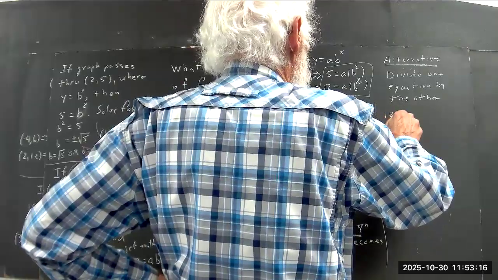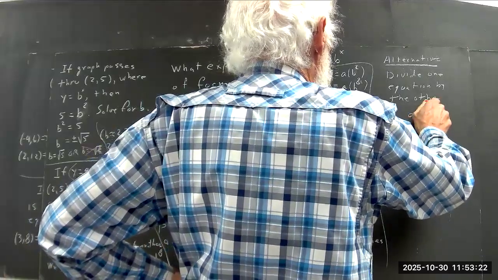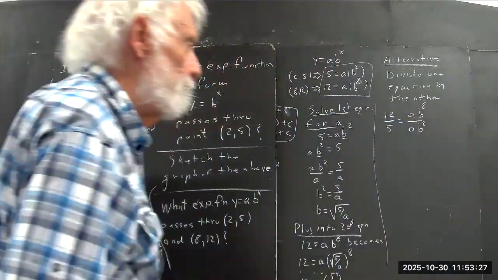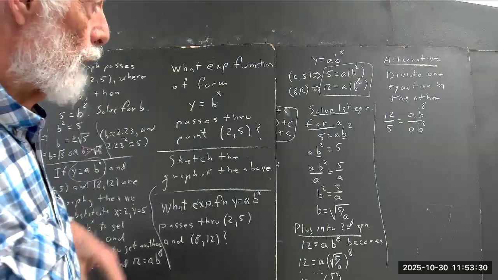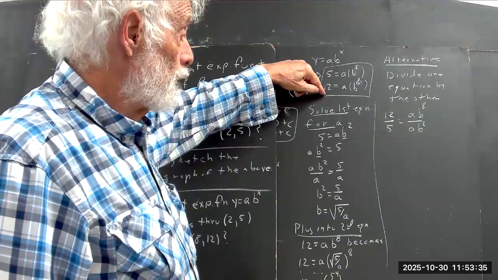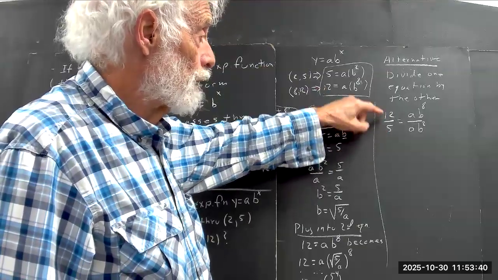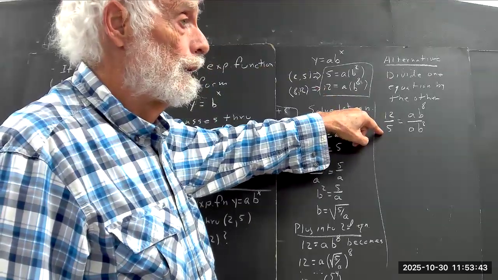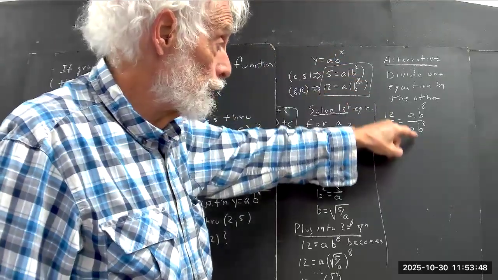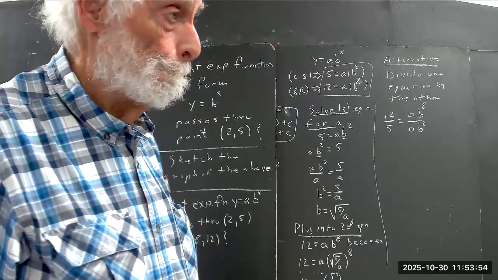So we're going to get 12 over 5 equals AB to the 8th over AB squared. Now, do we understand that? Left-hand side of the second equation is 12, right-hand side is 5. So we divide left-hand side of the second by the left-hand side of the first. Then we divide the right-hand side of the second by the right-hand side of the first. And what happens when we do that?